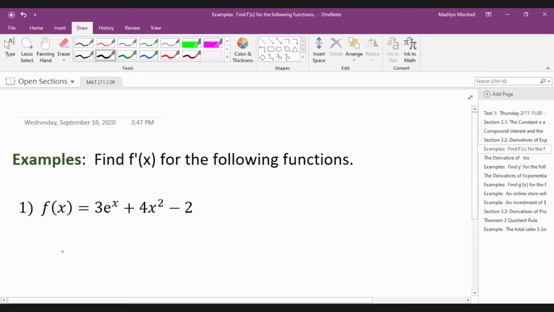So all of the derivative rules that we know still apply. So we're just building on our derivative rules here. And we're going to keep building those derivative rules through chapter 3. So we have 3 terms to consider: 3e to the x, 4x squared, and minus 2.